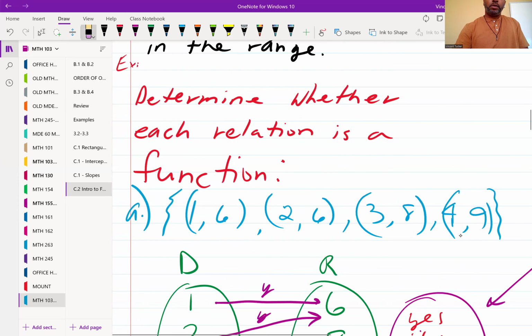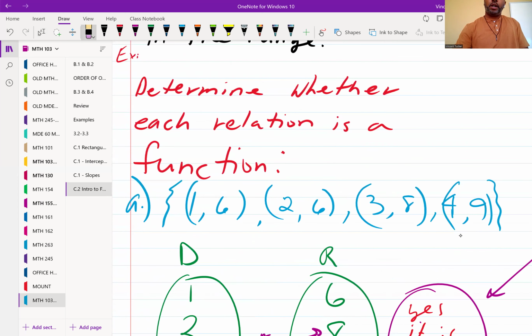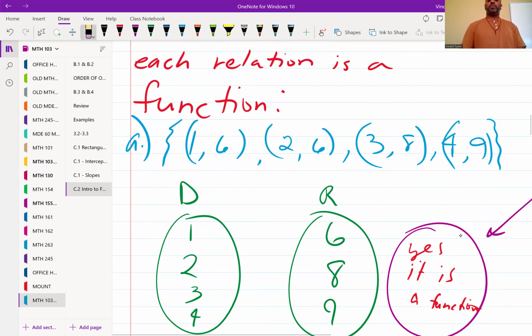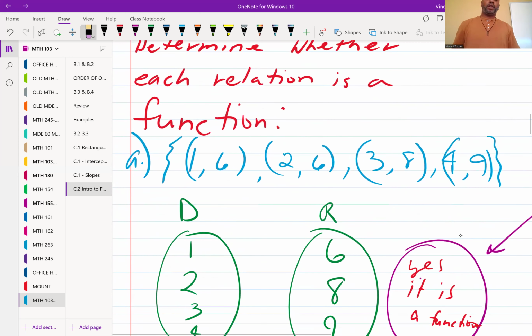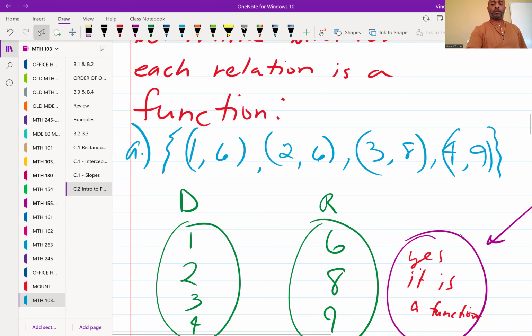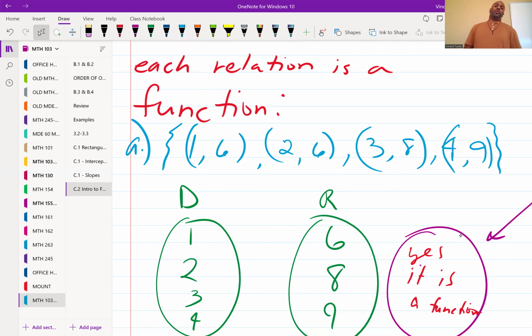I'm going to erase this just so we can see how we set this up. Okay, so you're going to create a mapping. In other words, you put one circle that represents your domain, another circle that represents your range. Write all of the numbers that are a part of your domain in the domain circle, and all the numbers that are a part of your range in the range circle. So for our domain, those are the first numbers in each ordered pair. So that's 1, 2, 3, 4.